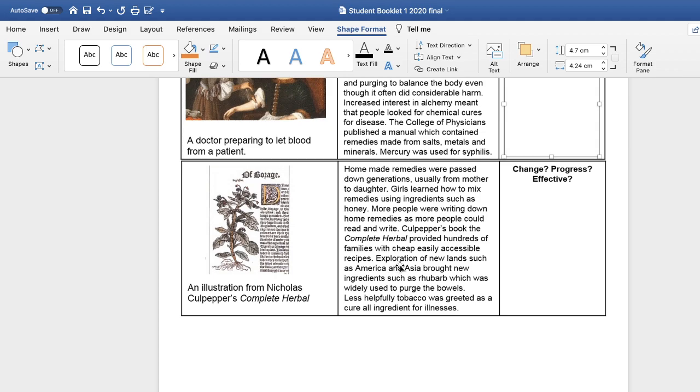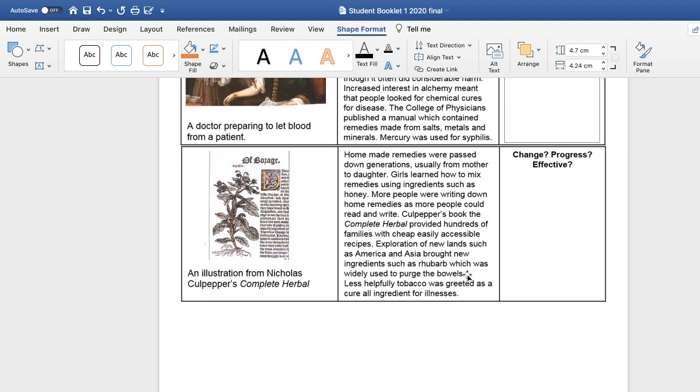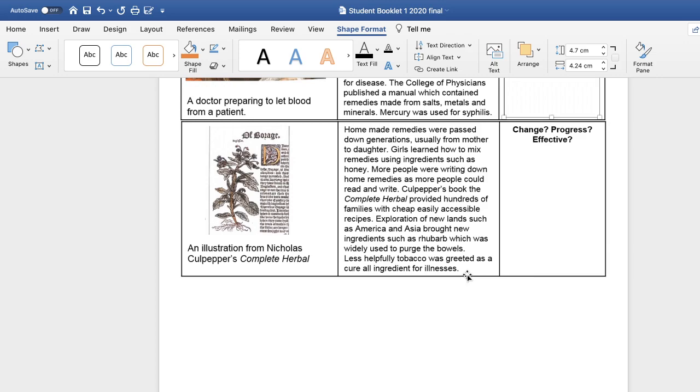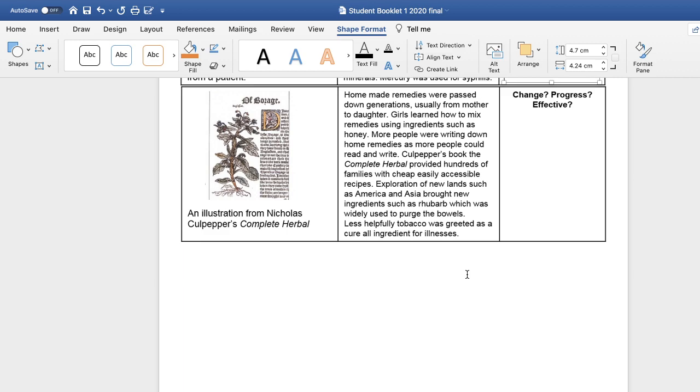So over here, without giving it all away, it talks about the new lands that were discovered, America and Asia. And with that, when you think about herbal treatments, that basically means things that come from the earth that people would have used as herbal remedies. So we have rhubarb, things like aloe vera, using the earth, using plants, vegetables, using those things to treat people. What is it saying over here in terms of, is that a new interest? Is that change? Would you argue that's progress? Do you reckon that's effective? And again, do the same thing for that one.